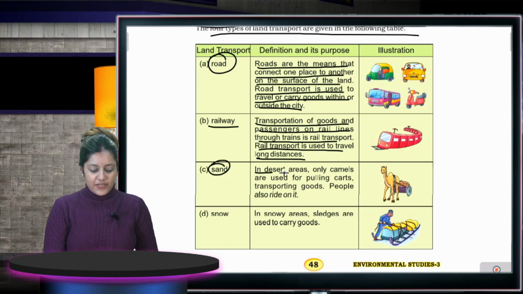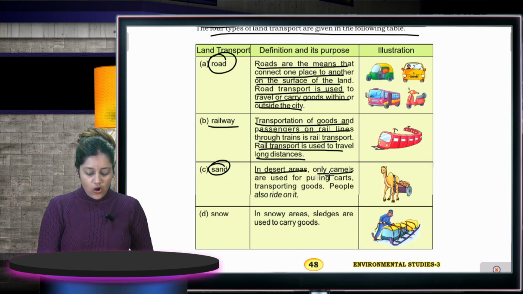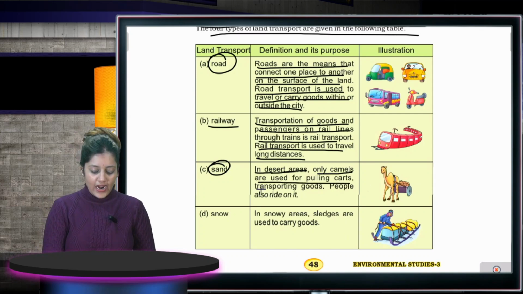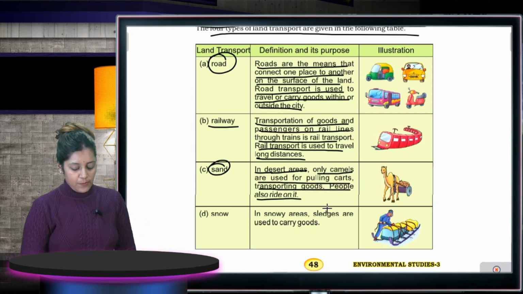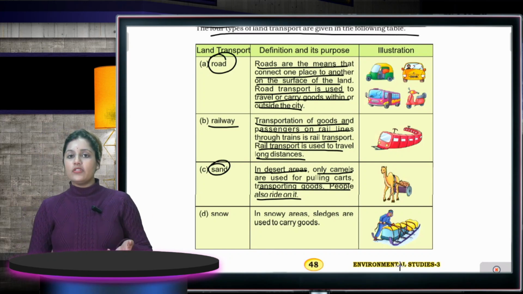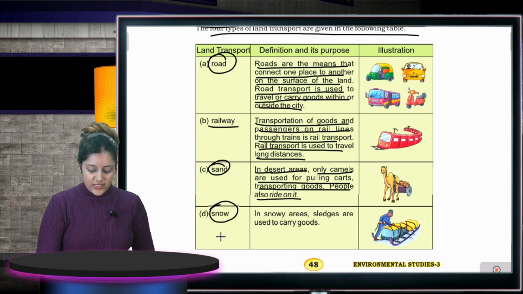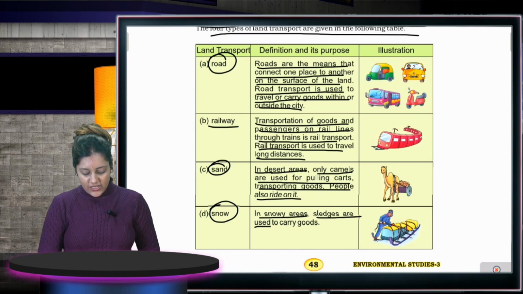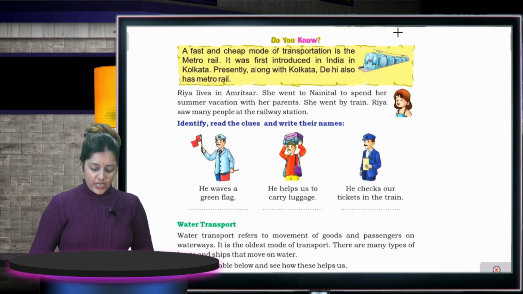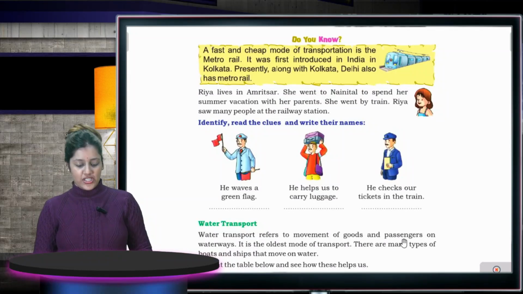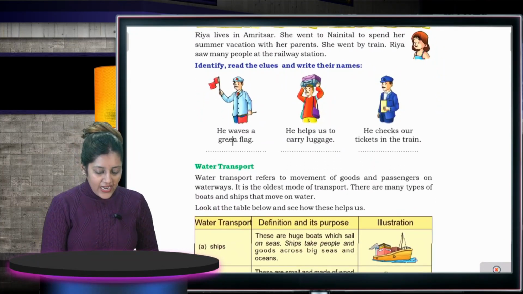Third is sand. In sandy areas, what do we use? In desert areas, camels are used for pulling carts and transporting goods, and people also ride on them. So, camels are used in sandy areas. Next is snow. In snow areas, sledges are used to carry goods. So, in snow areas, what do people use? People use sledges.